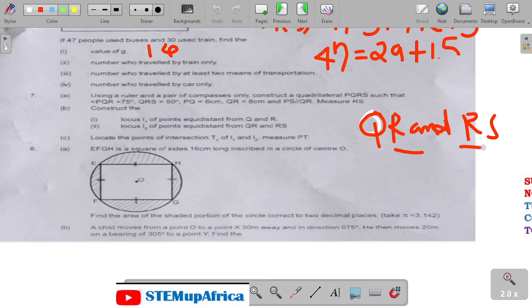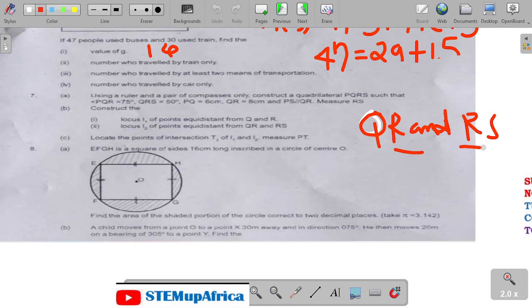So let's go to question 8. It said EFGH is a square of size 16 cm long inscribed in a circle center O. You can see the square inside the circle. So find the area of the shaded portion. So we need the area of the square, we need the area of the circle. They gave us each side of the square is 16. So every side of the square is 16.